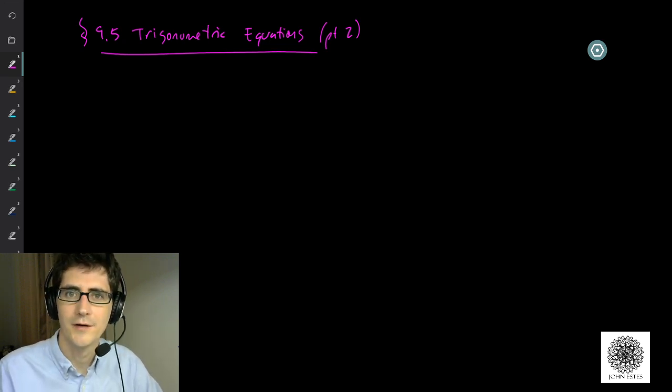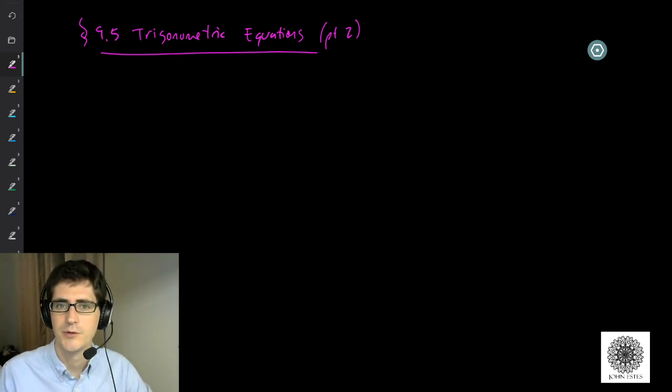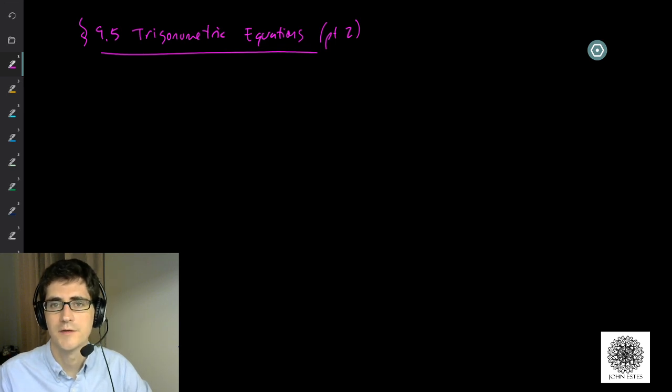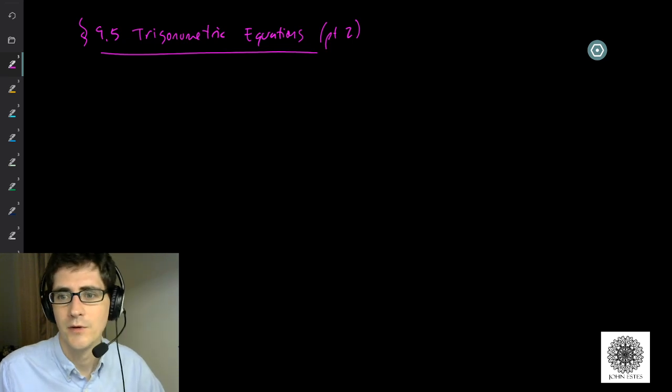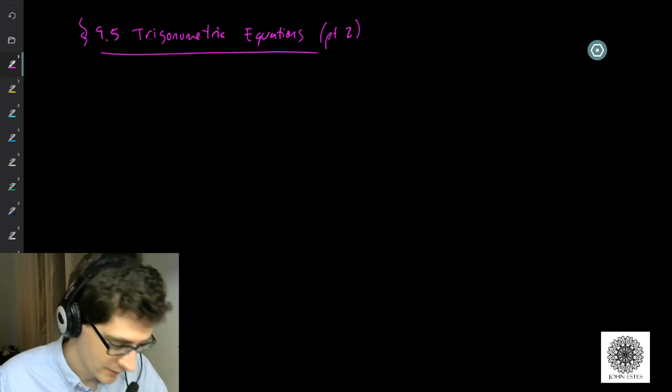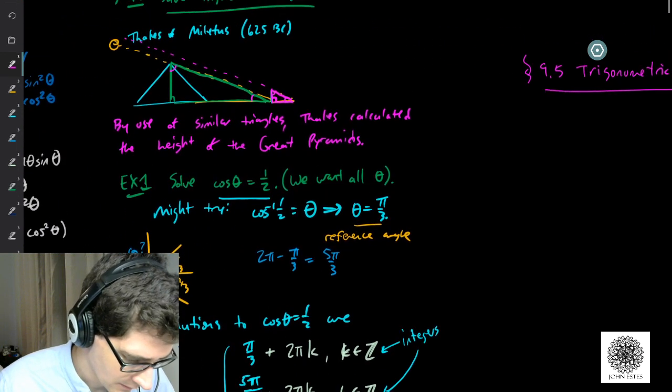Good morning. All right, we're going to look at section 9.5, trigonometric equations, and again we're using the OpenStax textbook entitled Algebra and Trigonometry. And I'm saying this is part 2 because last week we looked at some examples of trigonometric equations. Let me give you an overview of what that looked like real quick.